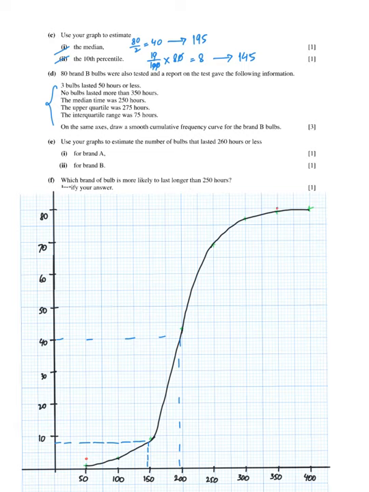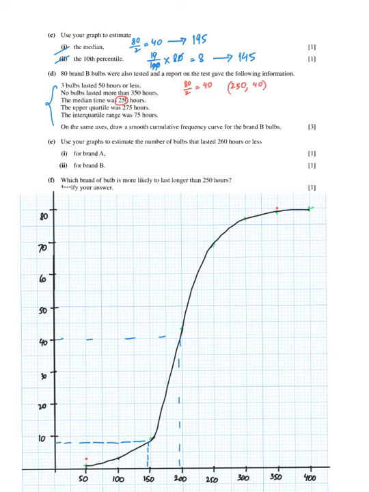After that, it says the median time was 250. So what is the median? We found the median is 80 divided by 2, which is 40, right? So on the y-axis you have 40, and on the x-axis you have 250. If I write it in coordinate form, it's 250 on the x-axis and 40 on the y-axis.